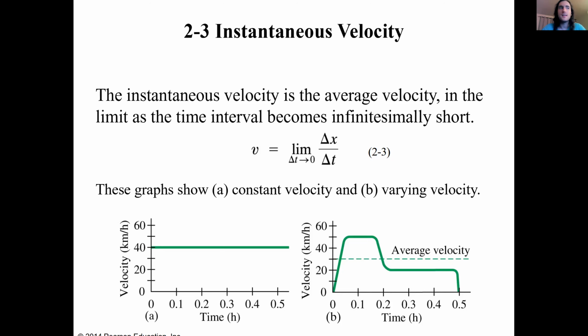It kind of makes sense, doesn't it? We're up at 50 kilometers per hour for a short stretch of time, and then we're down at 20 kilometers per hour for a little bit of a longer time, right? So when we average those two out, our average velocity will be a little bit closer to that 20 than it is to that 50, right? And so when we actually compute the average, we end up with 30 kilometers per hour.